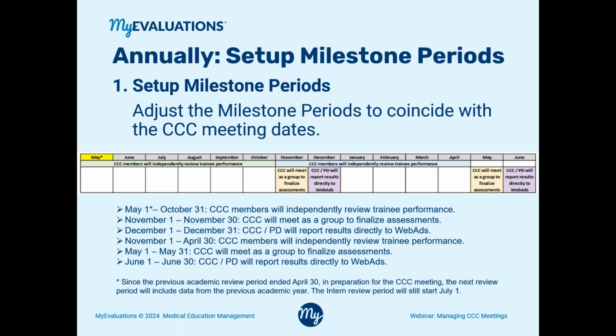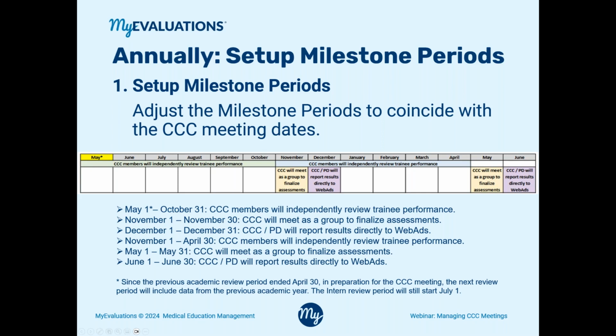So that's okay. The idea here is for us to be able to set the general dates of when we're going to do our reviews. Typically, the recommendation is to set up a review period that runs from May 1 to October 31, and the subsequent review period that will run from December 1st till April 30th. So those are the two review periods.